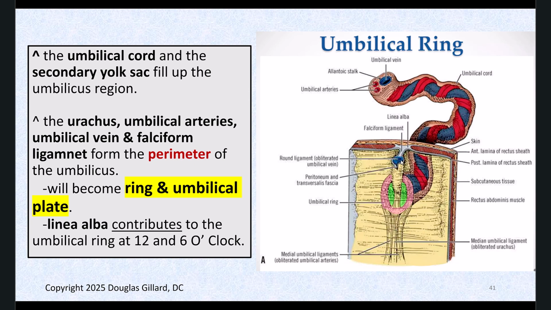Okay, we have the linea alba coming down, and that'll help form the ring at the 12 o'clock and 6 o'clock positions. So this ring is important because herniations can occur through the ring or outside the ring, and that's the difference between an omphalocele, which herniates through the ring, and the other one that herniates through the outside. But we'll get to those.